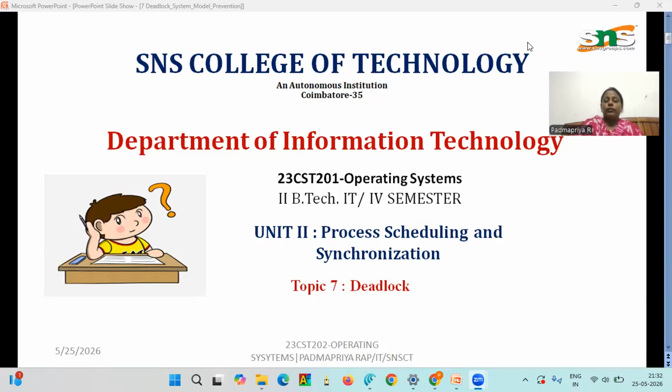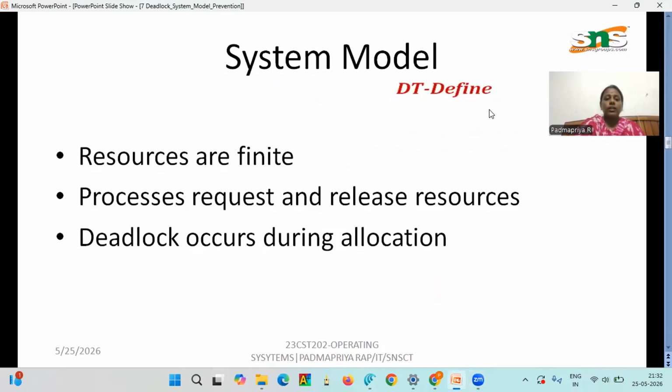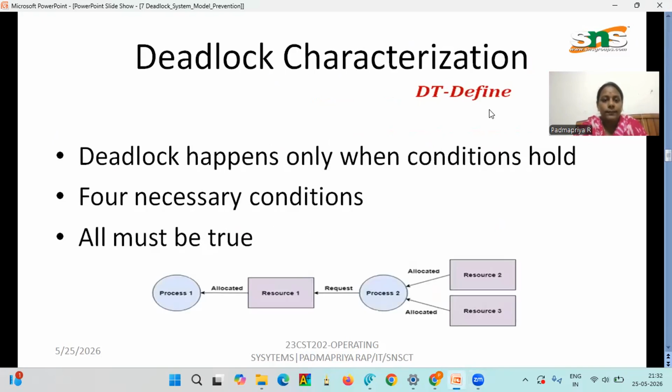Hi all. Today we are going to discuss the continuation session about process scheduling and synchronization. Under this concept, we are going to explain deadlock. We have already seen a lot of things about deadlock. In the last topic, we explained the system model. In that, we discussed that resources are finite, processes request and release resources, and deadlock occurs during allocation. So, what is the characterization of deadlock?